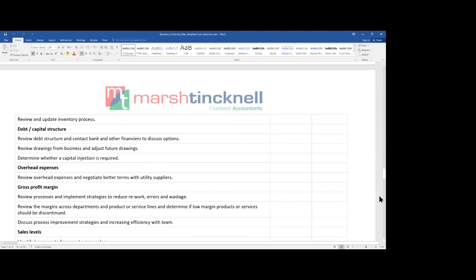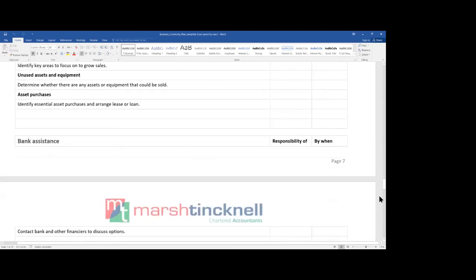Looking at your debt and capital structure, what options you've got there right now. Reviewing those overheads and your gross profit margins. Looking at your sales levels. Identifying any unused assets that may be surplus to requirements, and maybe we can actually get rid of those right now to free up some cash. Or if we need to, asset purchases. What can we do right now?